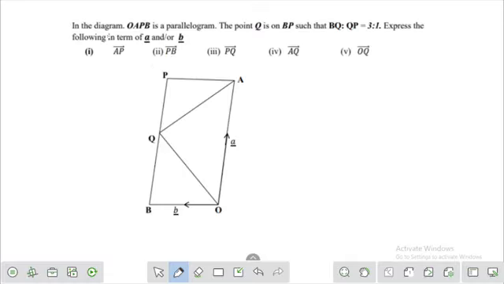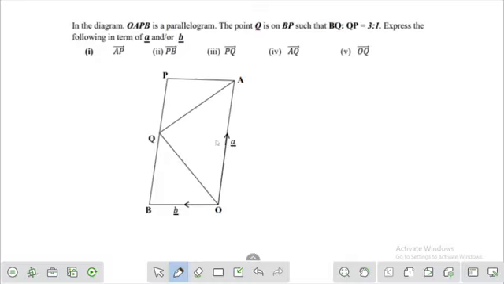So the question reads, in the diagram, OAPB is a parallelogram. The point Q is on BP such that BQ to QP is equal to 3 to 1. Express the following in terms of A vector and or B vector. So when it comes to vectors, colleagues, it's very important that you pay attention to each and every piece of information they have given you because you are going to use it.